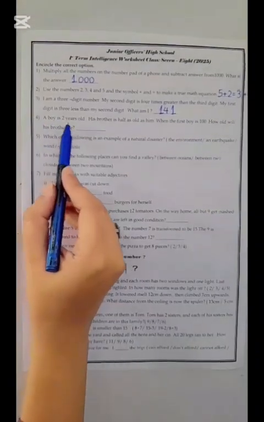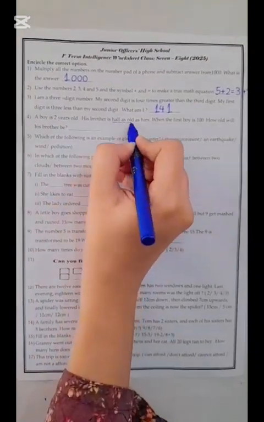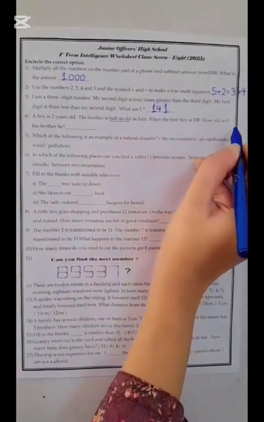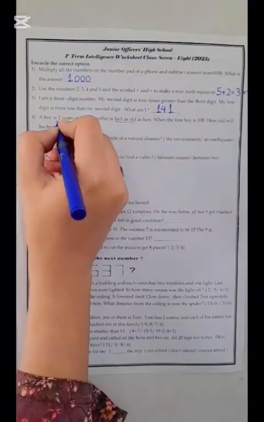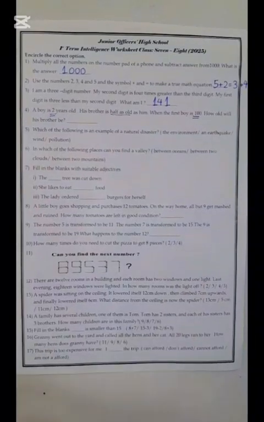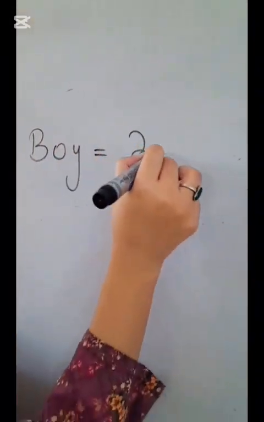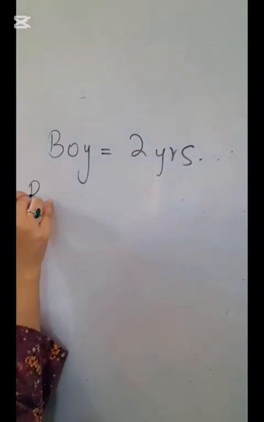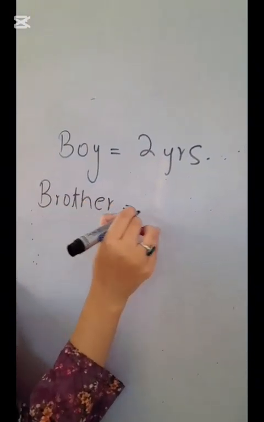Number 4. A boy is 2 years old. His brother is half as old as him. When the boy is 100, how old will his brother be? At this time the boy is 2 years old. The question is about him being 100 years of age. So let's begin with this age, 2 years. And the blank says his brother is half of his age.